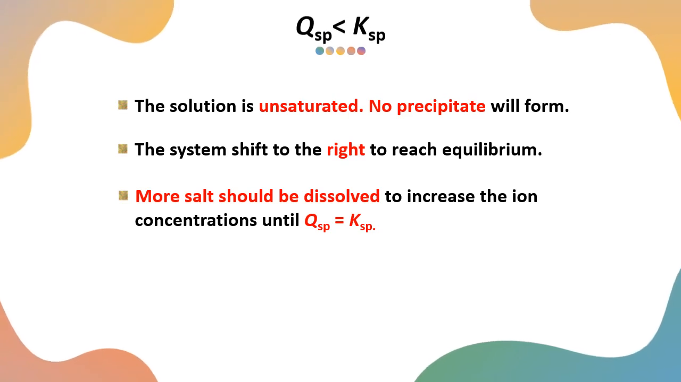When Qsp is smaller than Ksp, it means the solution is unsaturated and no precipitate will form. So the system shifts to the right to reach equilibrium. More salt should be dissolved. You have to add more salt to increase the ion concentration until Qsp equals Ksp.